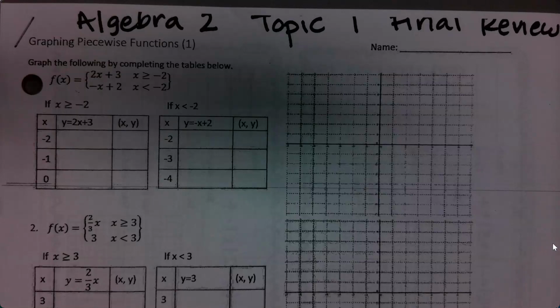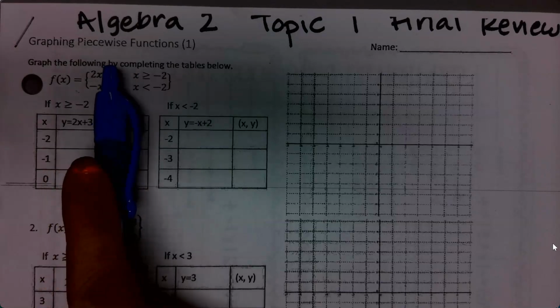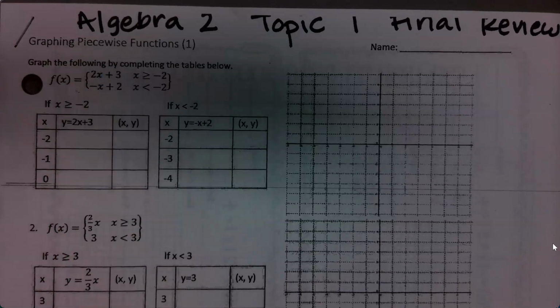Okay, so in this video I'm going to be going through the final review. The first few questions on the first page want me to graph piecewise functions. It gives me a function and then defines it. So my first part is f of x equals 2x plus 3 for x is greater than or equal to negative 2.